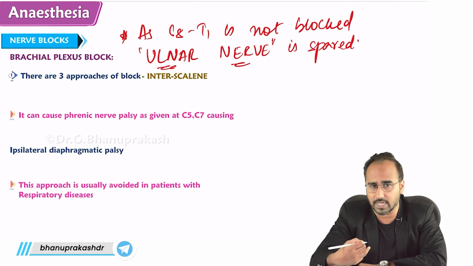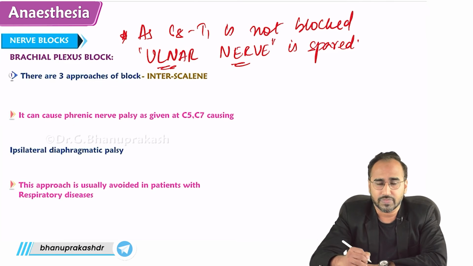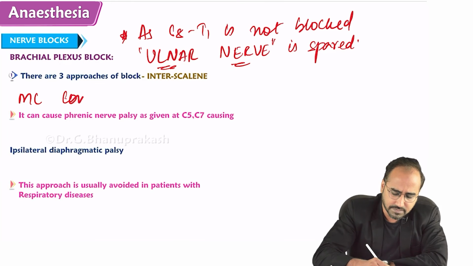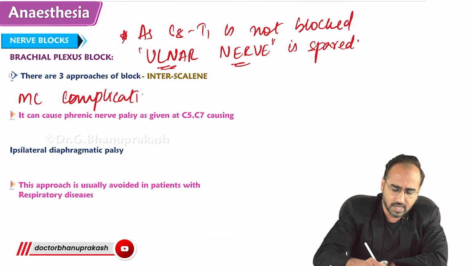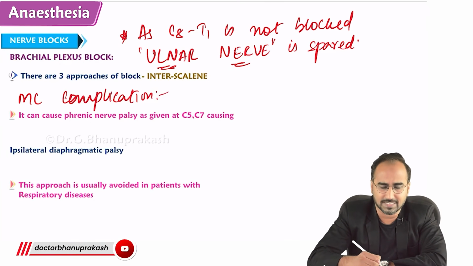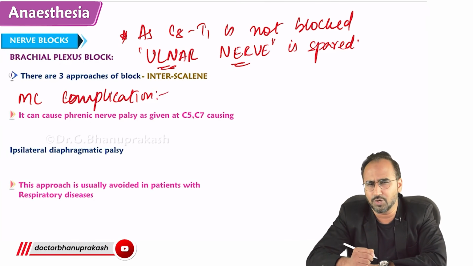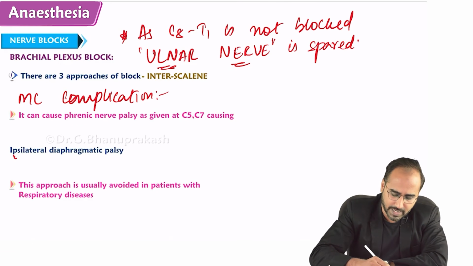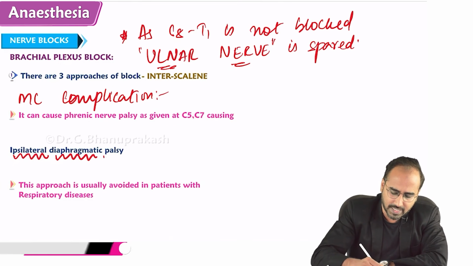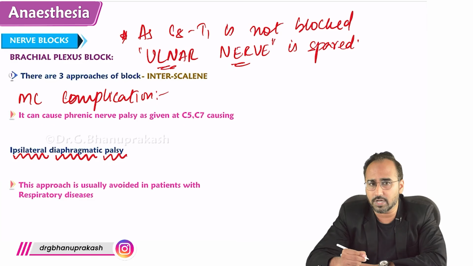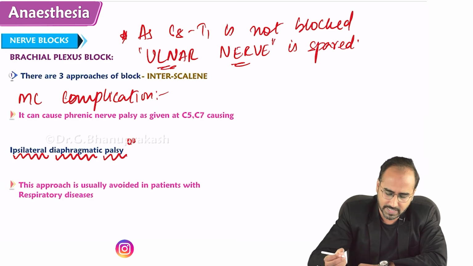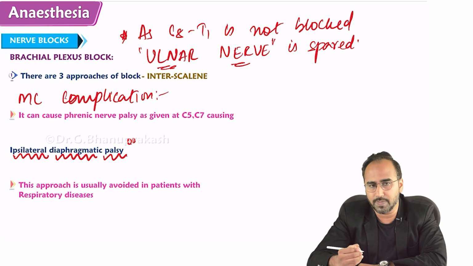But before going to that, I told you one thing, guys. What is the most common complication of the interscalene approach? While introducing the needle, you might damage the phrenic nerve, which can cause ipsilateral diaphragmatic palsy. So the most common complication associated with this approach is diaphragmatic palsy, ipsilateral diaphragmatic palsy, right? Hence this approach should be avoided in the patient.